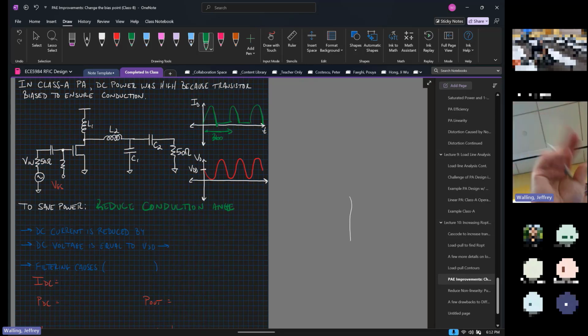Yes, you're right, Peter. If you go below 180, then it's a Class C. Okay. Yeah. So Class B is kind of arbitrary. It's just like the same as Class C, that it's exactly 180. Sometimes, like in audio, when people say Class B, they mean push pull. So you have two of them.